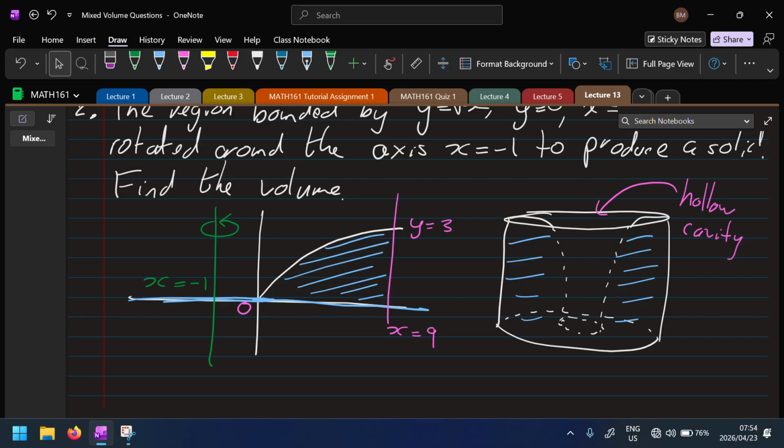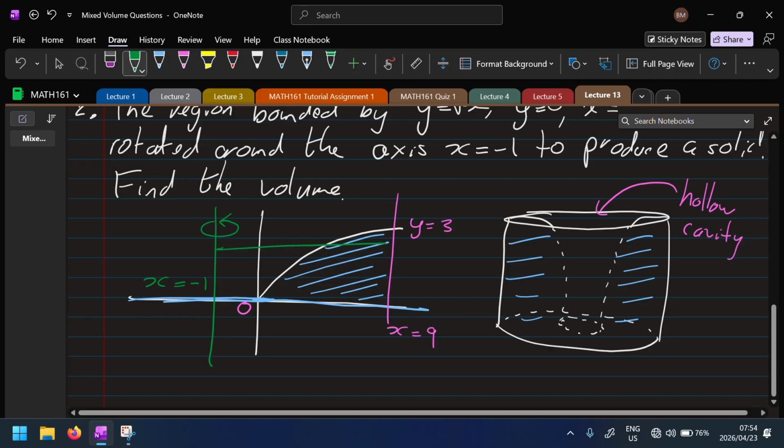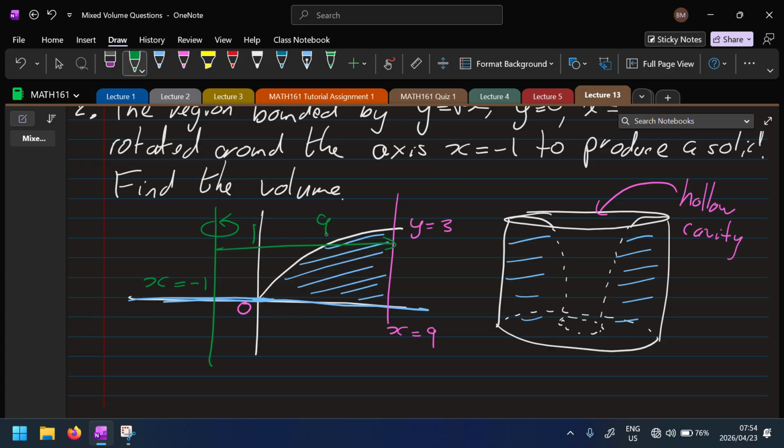Oh, careful. Careful, we don't measure from here. We measure from the axis. So this distance is 1, and then this distance is 9. So it's going to be 10. Okay, be careful with the shifting. Okay, so over here, this distance here is 1. Then the remaining distance is 9. So R out is actually 10.